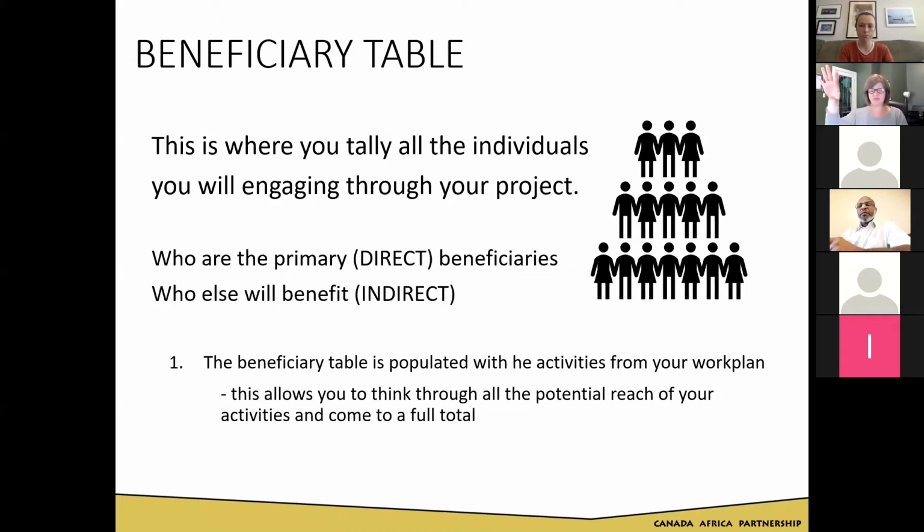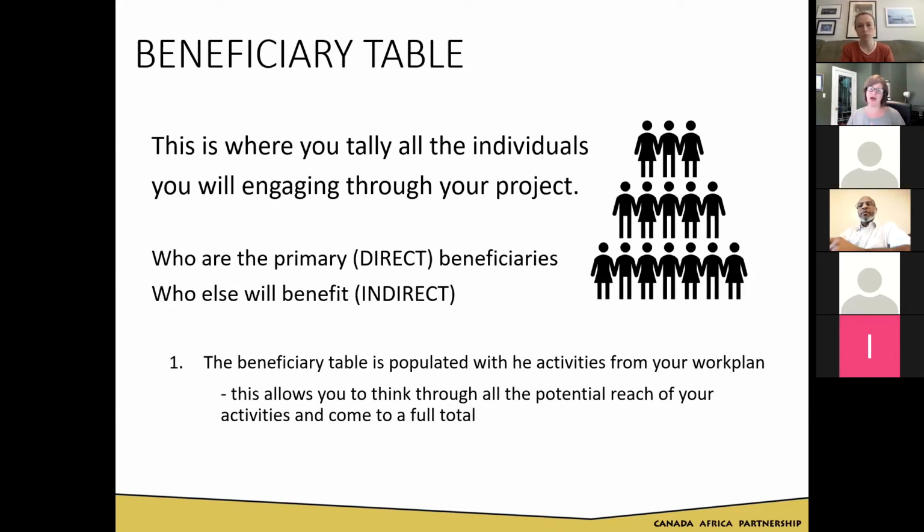Your direct beneficiaries are the people that you are purposefully targeting with your project activities. They might be participating in a training, or receiving some sort of input or support directly through the project. And then the indirect beneficiaries are the ripple effect. If you impact this person or this group of people, who else will experience positive change as a result?